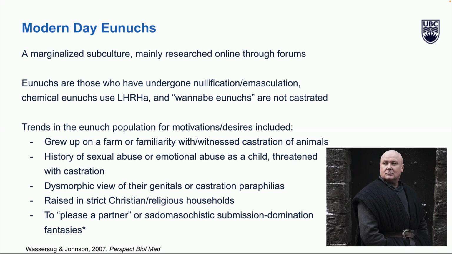These often include things like growing up on a farm or witnessing the castration of farm animals, a history of sexual or emotional abuse with a threat of castration as punishment, individuals with a dysmorphic view of their genitals, or individuals with castration paraphilias. It also includes those who have been raised in a very Christian or religious household, and individuals needing to possibly please their partner, either to decrease their own libido or in a sadomasochistic and submission domination sort of fantasy. That's to say, the eunuch population is a very heterogeneous group, and should not be considered as those only with psychiatric differences.